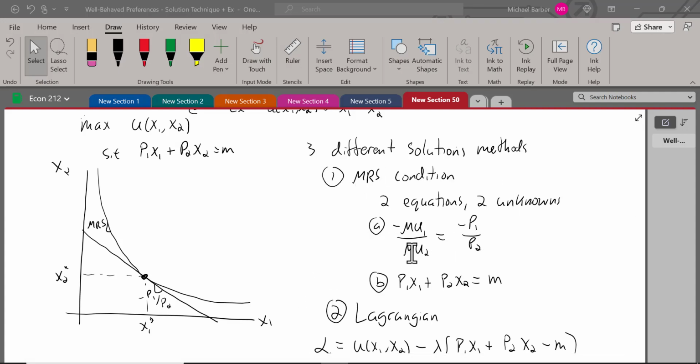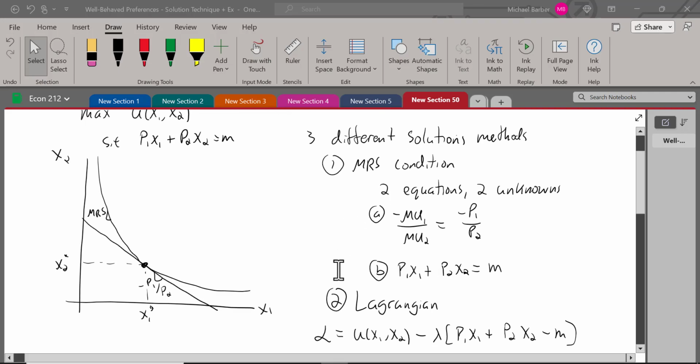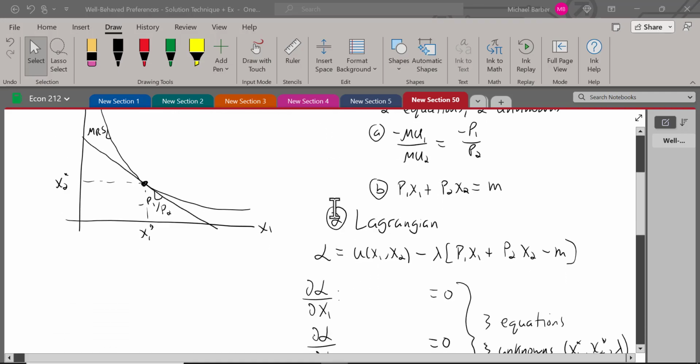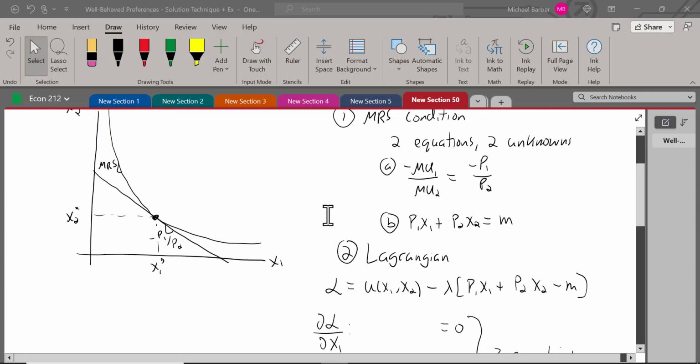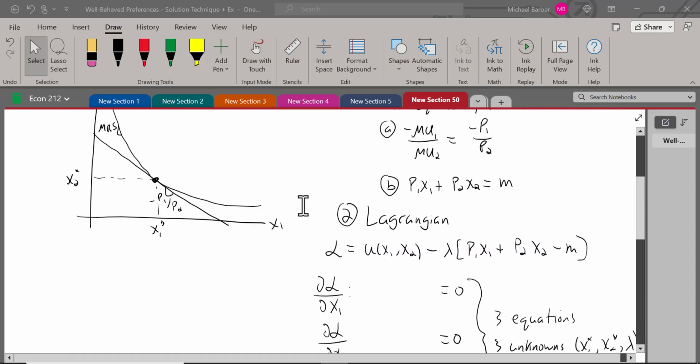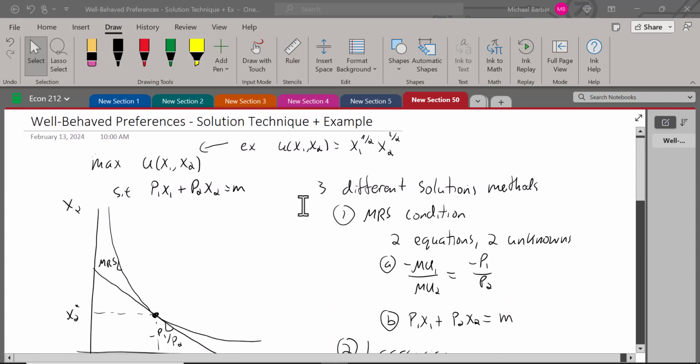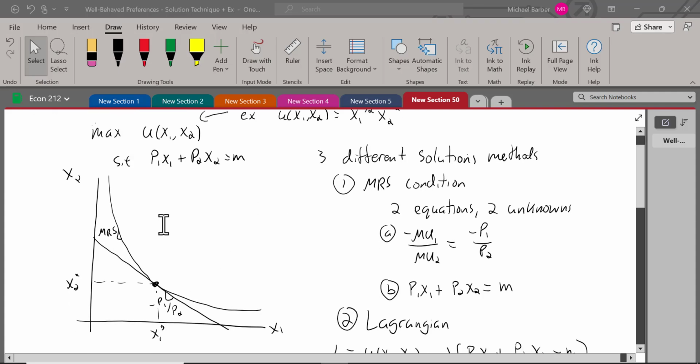I'm stressing this MRS condition in class. Other instructors just use this Lagrangian a lot. But either of these 2 methods will produce the same solution. Okay, so that's the general solution technique for these well-behaved preferences.